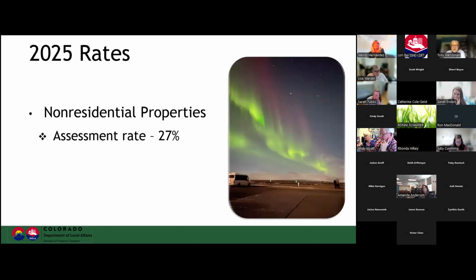So this year is a wonderful year when it comes to non-residential properties. Everything's on the same rate. Finally, we're back to 27%, and there are no actual value adjustments for anything that's non-res. So that makes everybody's life much easier. It'll change again next year, but then come all back together again in 27. So we're enjoying this year at least. All right, next slide, please.